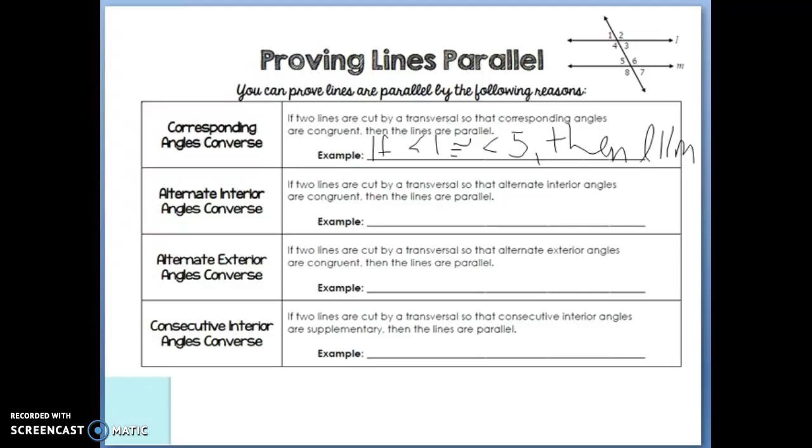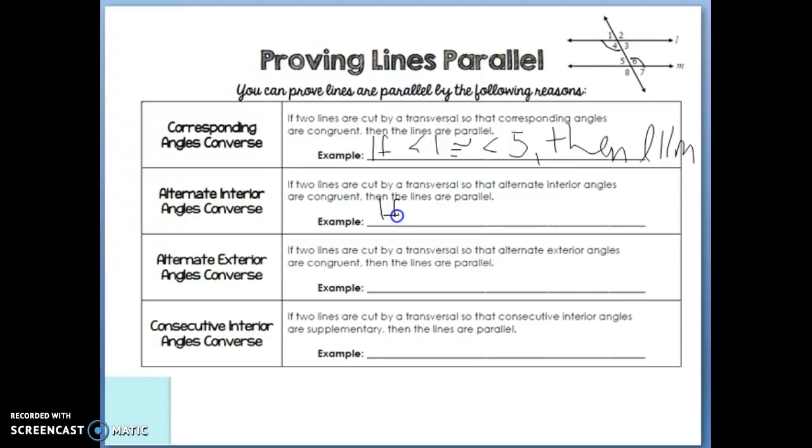Okay, another one. The alternate interior angles converse says that if two lines are cut by a transversal so that alternate interior angles are congruent, then the lines are parallel. So again, this is backwards from what we've been doing. That's why it's called the converse. We're flipping those things. So, if we were to compare alternate interior angles, that could be like angle 4 and angle 6 up on the top right.